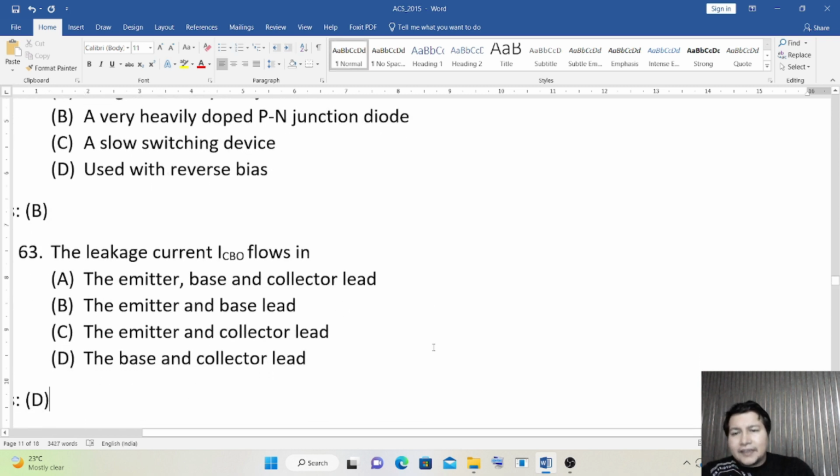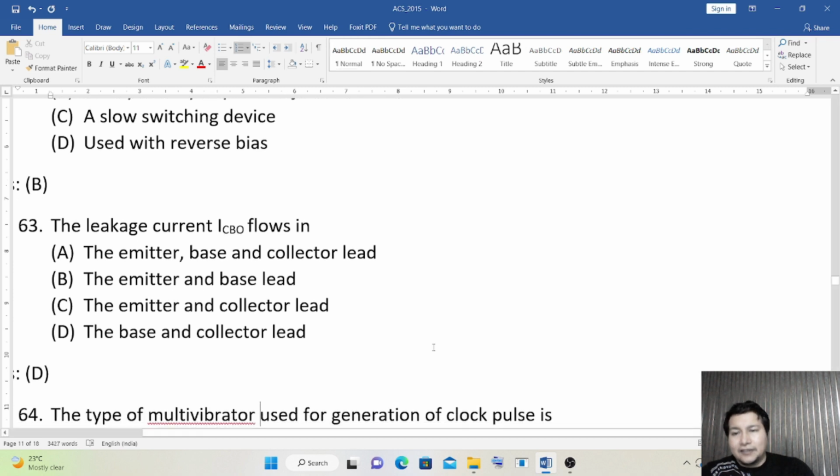The leakage current ICBO flows in the emitter base and collector lead, the emitter and base lead, the emitter and collector lead, the base and collector lead. Correct option to hobo the base and collector lead.